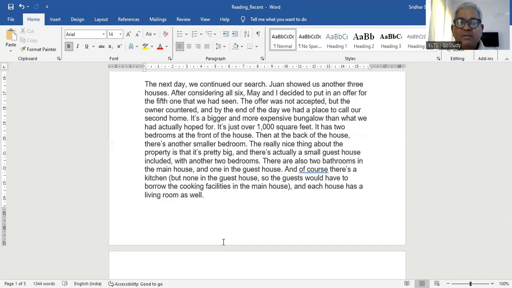The really nice thing about the property is that it's pretty big and there's actually a small guest house included with another two bedrooms. There are also two bedrooms in the main house and one in the guest house. And of course, there's a kitchen, but none in the guest house. So the guests would have to borrow the cooking facilities in the main house. And each house has a living room.